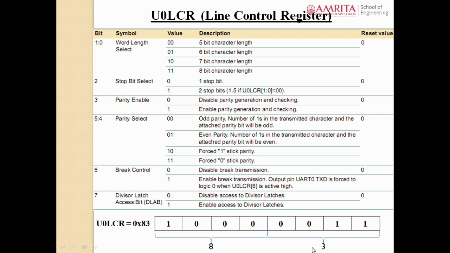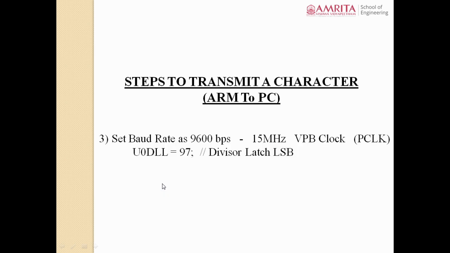So what is this value? It is 0x83. So if U0LCR you are writing with 0x83, what does it mean? You are configuring word length as 8, stop bit as 1 stop bit, and you are disabling parity. Parity select is not there. You are disabling break control and you are enabling divisor latch access bit. Right. So U0LCR equals 0x83 means you are configuring all these parameters required for serial transmission.